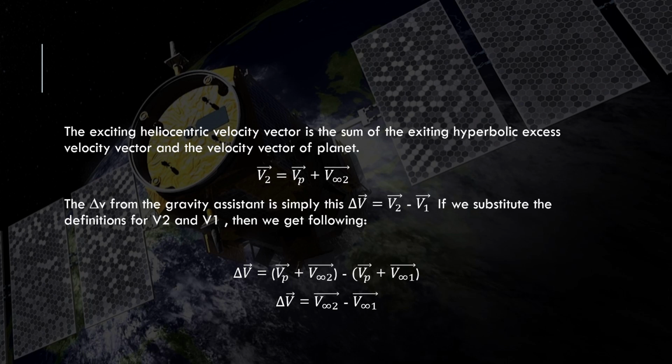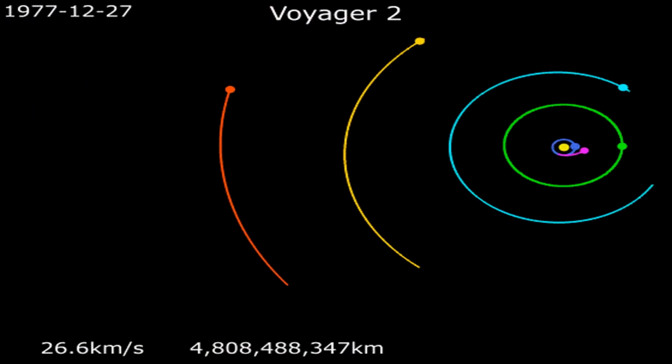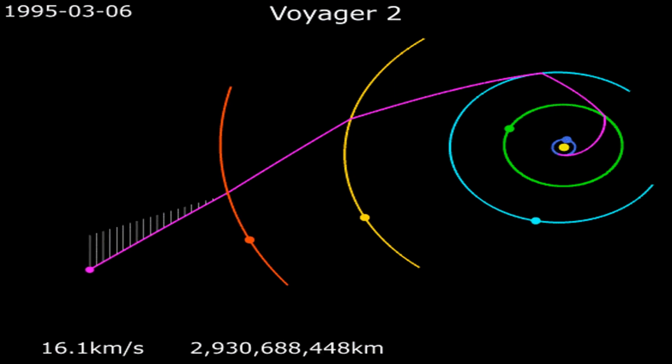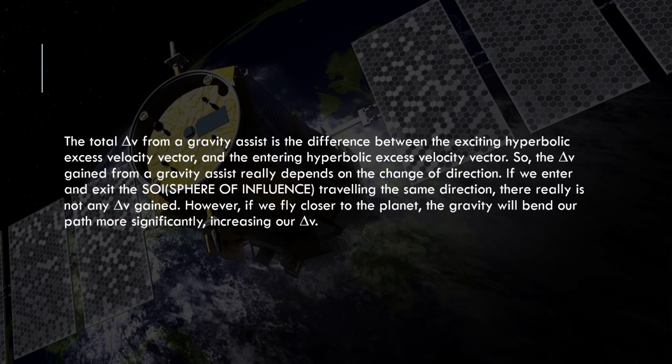So the delta v vector from the gravity assist is simply the difference of v2 and v1 vector. That is, delta v vector is equal to v2 vector minus v1 vector, which this GIF also describes for the gravity assist. So, the total delta V from a gravity assist is simply the difference between the exiting hyperbolic axis velocity vector and the entering hyperbolic axis velocity vector. But if we fly closer to the planet, the gravity will bend our path more significantly, increasing our delta V.